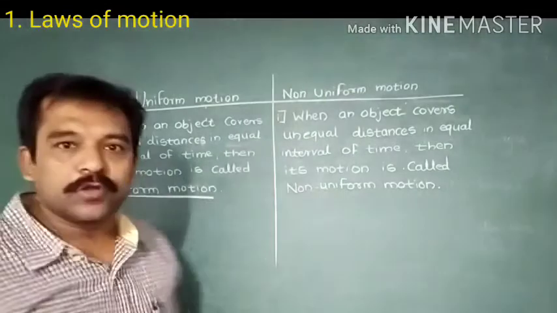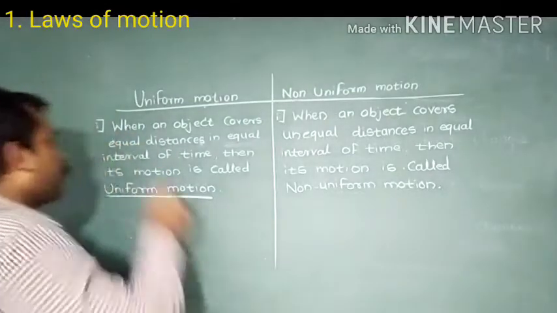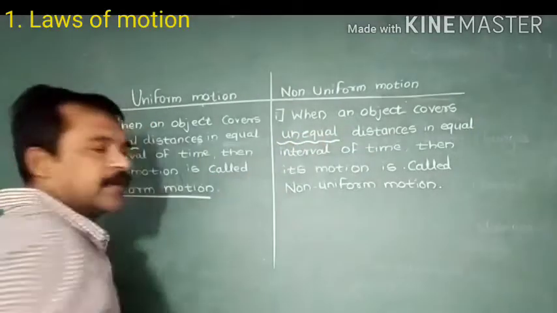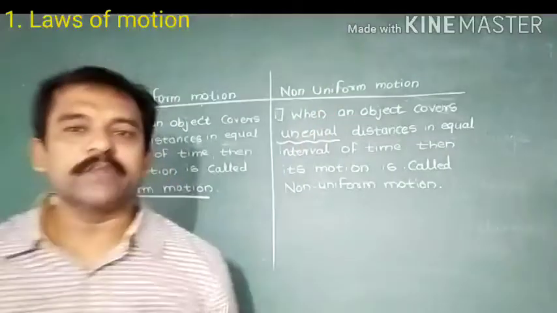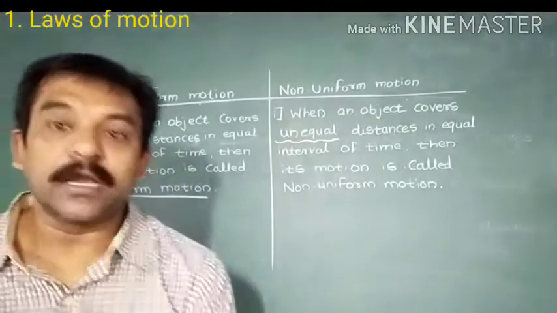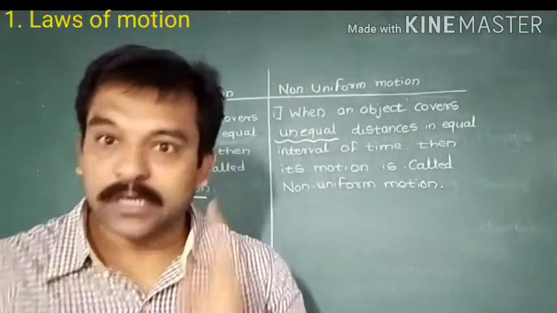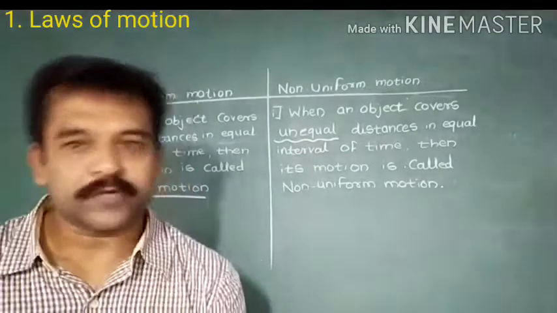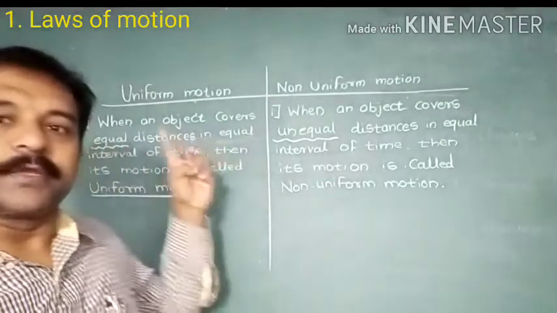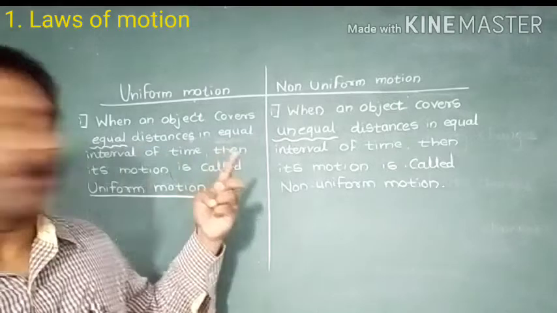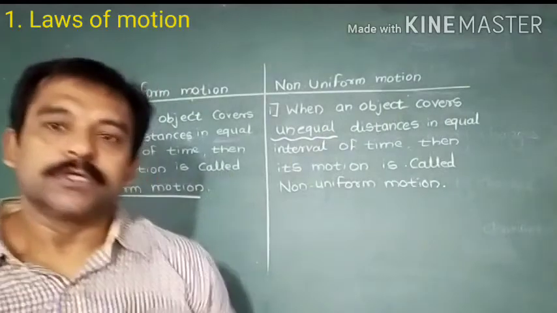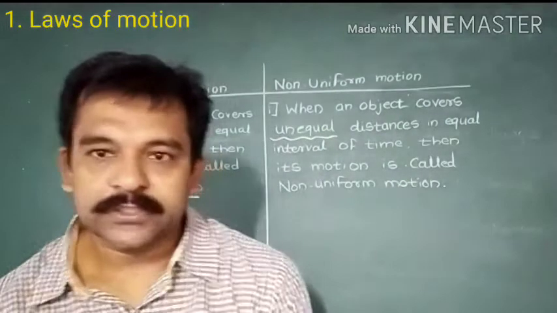So what is the definition for non-uniform motion? See, in non-uniform motion, instead of equal distance, there is unequal distance, otherwise the definition is as it is. So when an object covers unequal distance in equal interval of time, the interval of time remains the same on both sides. Only the distance changes. In uniform motion equal distance will be there, and in non-uniform motion unequal distance will be there. So this way is the definition of both of these.